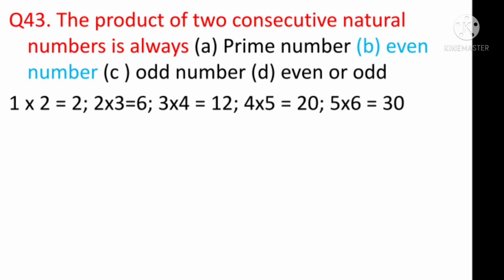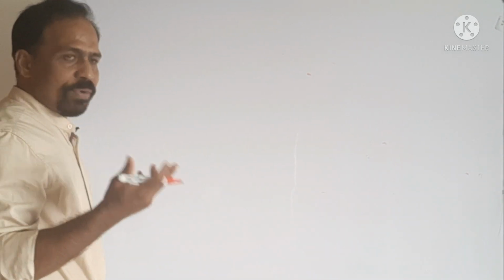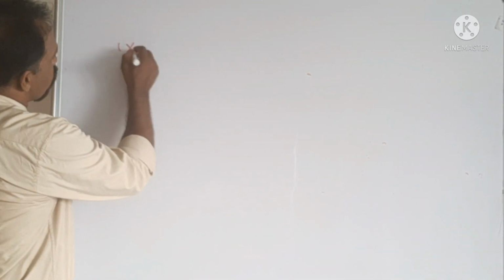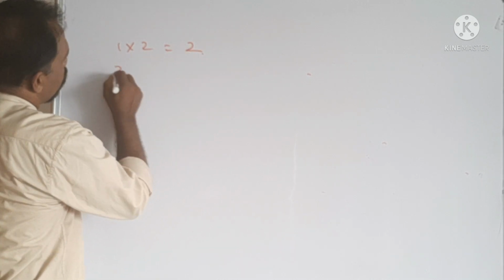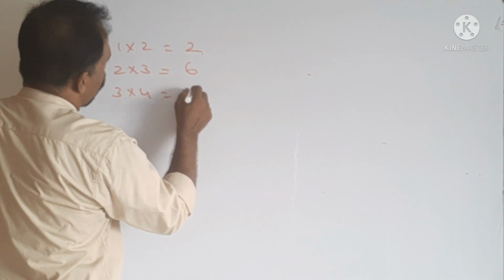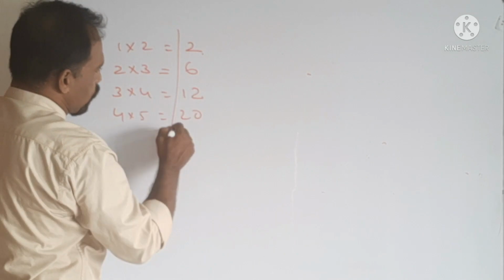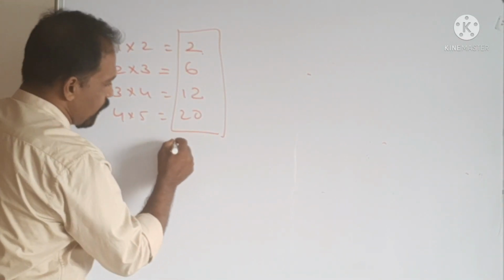Let us do question number 43. The product of two consecutive natural numbers is always, options are prime number, even number, odd number, even or odd. Let us take examples. Two consecutive natural numbers. We know that natural numbers start from 1, 2. 2 into 3, 6, 3 into 4, 12, 4 into 5 is 20. In all these cases, the answers are even numbers.